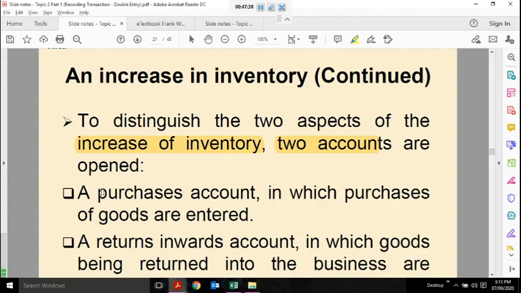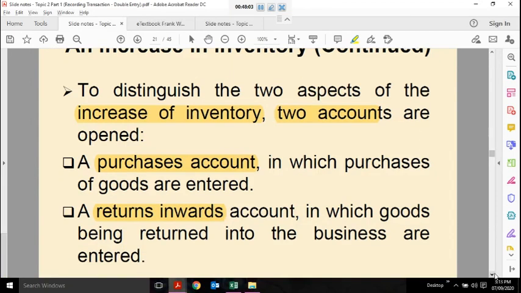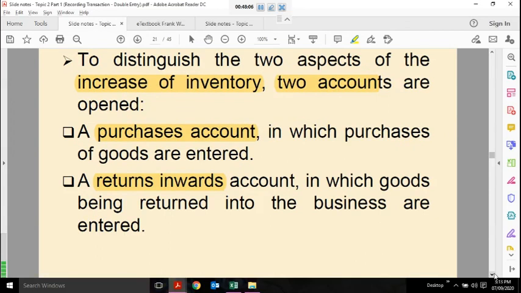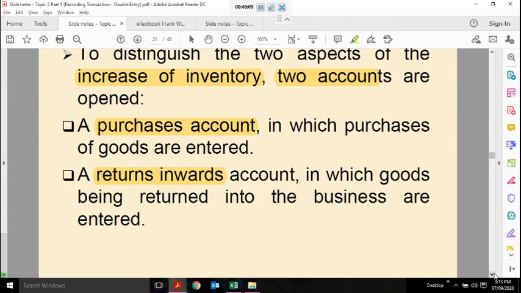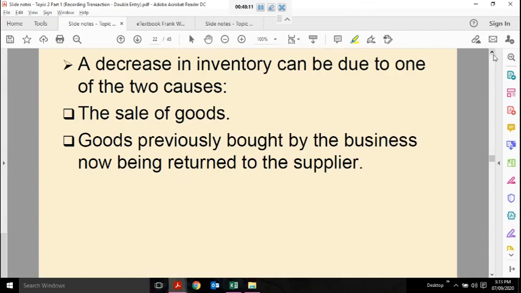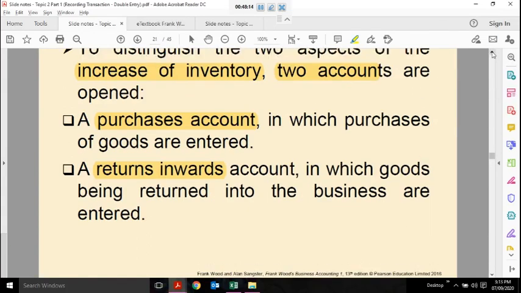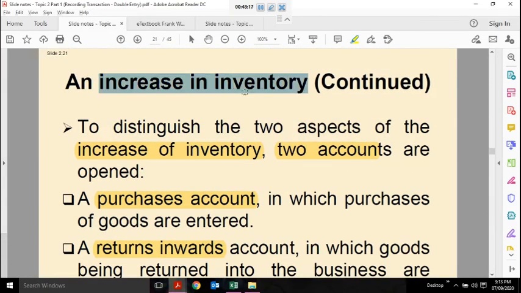whenever you purchase goods, you no longer name it as inventory. You will open an account, what we call the purchases account. Meanwhile, for those items that are transferred back to the business, you will record it as return inwards. So these two transactions will affect the inventory. So that is the increase. This is based on increase in the inventory.